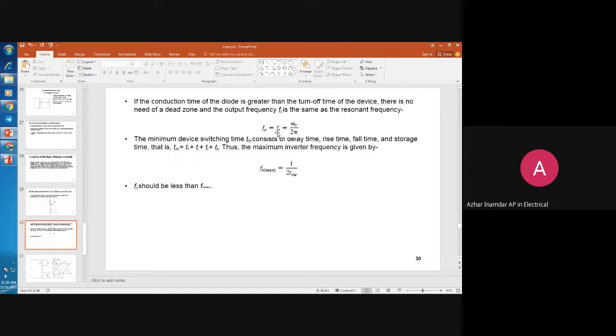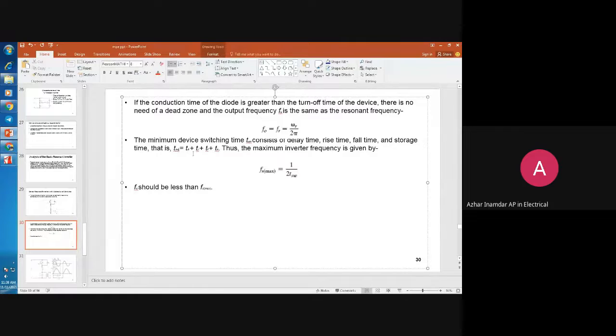The unit is hertz. The minimum device switching time, TSW, consists of delay time, rise time, fall time, and storage time. So the maximum inverter frequency, Fs max, is given by 1 upon 2 times TSW.